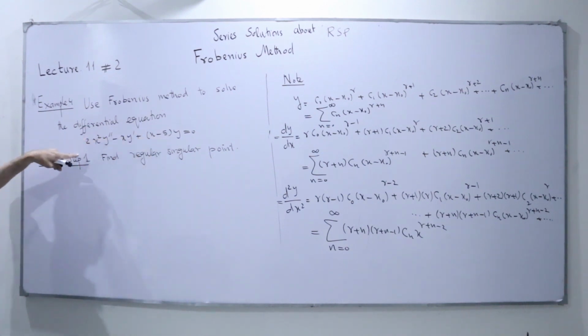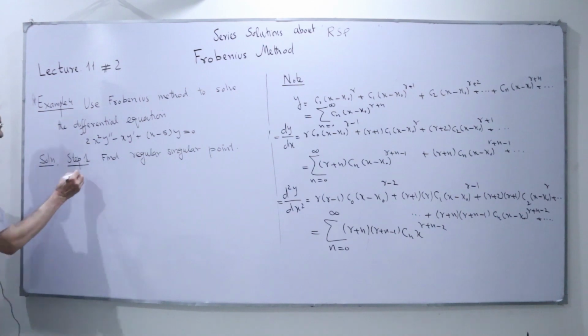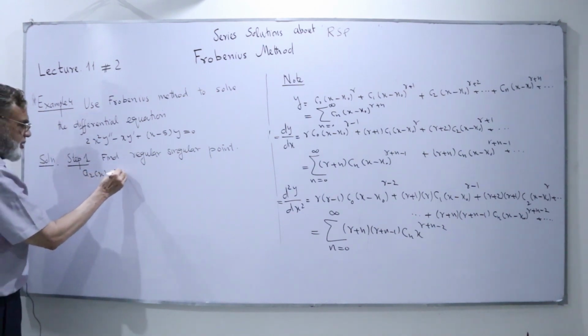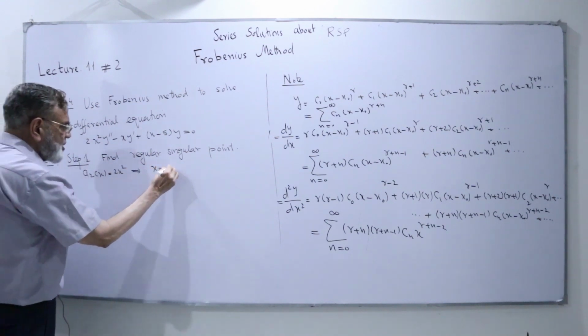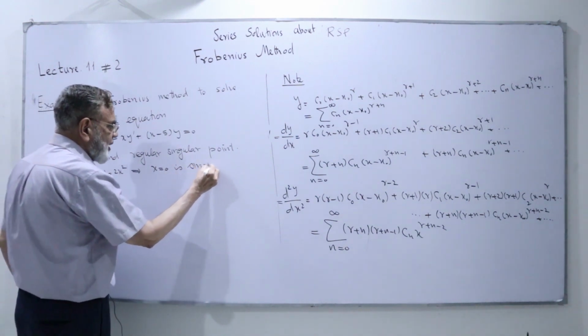Now first we find the regular singular point. So we can see it here. Our a2 of x is equal to 2x square. This implies that it is 0 at x equal to 0. So x equal to 0 is a singular point, because a2 is 0 at x equal to 0.